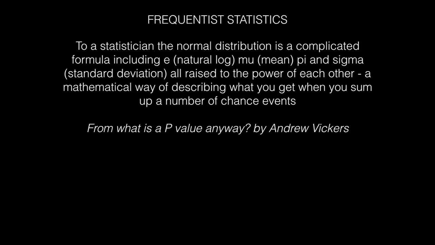And so frequentist statistics basically are, to a statistician, the normal distribution is a complicated formula: natural log, mean, pi, sigma, all raised to the power of each other, and it's just a mathematical way of summing up these chance events. So from these kinds of numbers, you can create all kinds of formulas, which don't have any English meaning to them, unfortunately, like Bayes' theorem, okay?